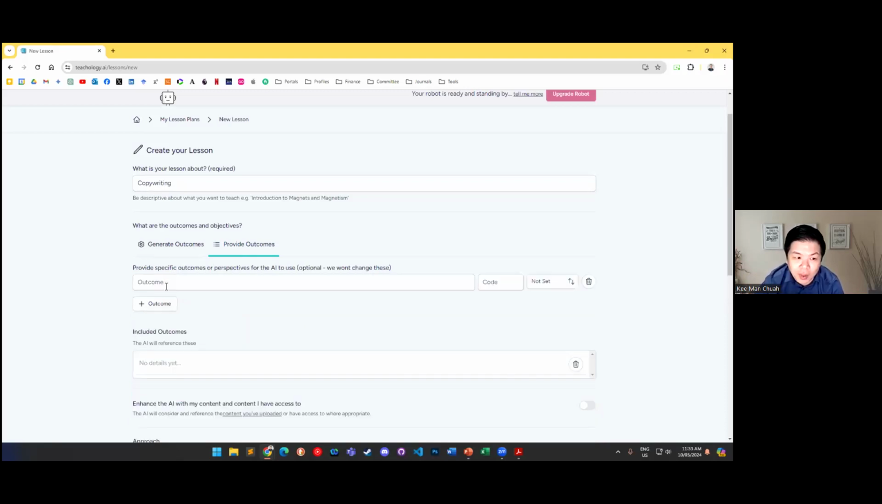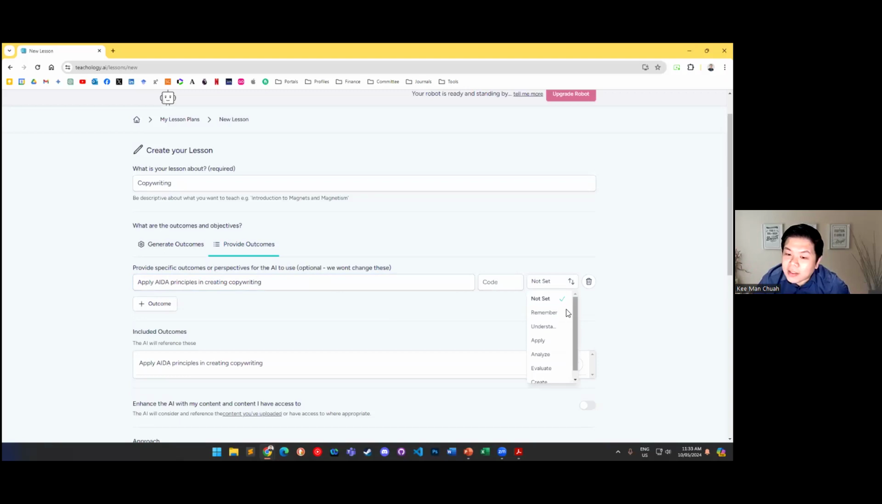Clear? All right, you input your LO. So you can type your LO here, you copy paste your LO. Let's say apply principle, let's say AIDA principles in creating copywriting, and so on. Okay, for example. Then you can put the code here.